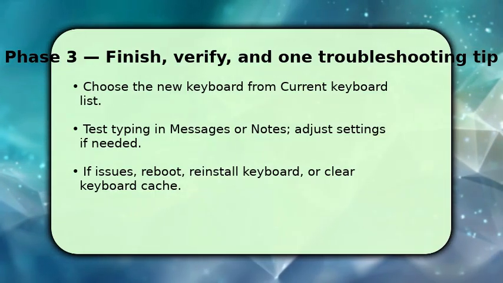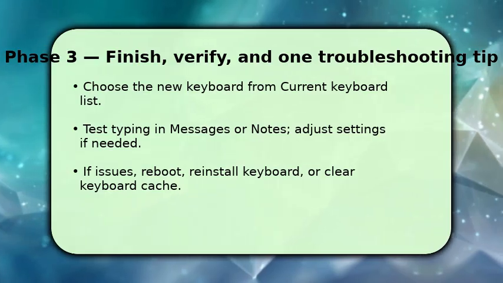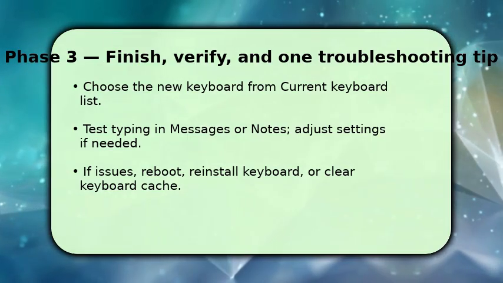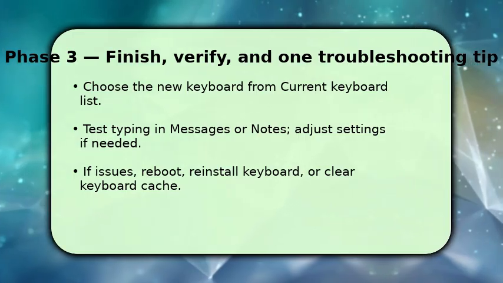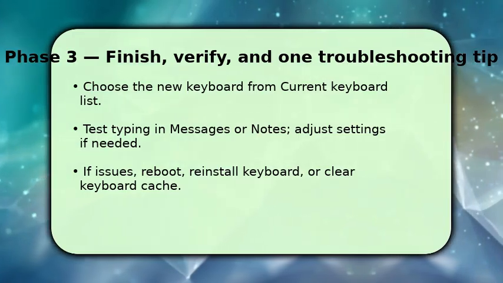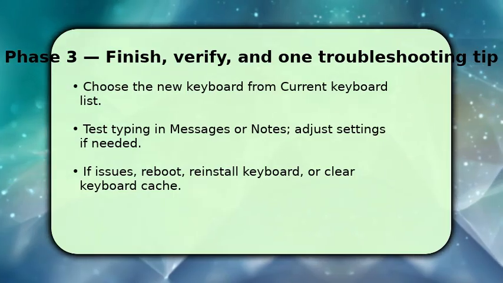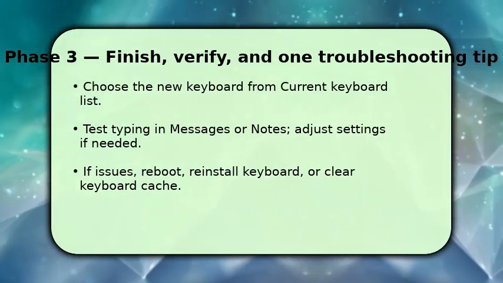If typing is slow or keys lag, go back into the keyboard app settings to lower prediction intensity or disable heavy themes. If problems persist, reboot the phone. If that fails, reinstall the keyboard or clear its cache in Settings, then Apps. One key troubleshooting tip: restart before drastic steps.